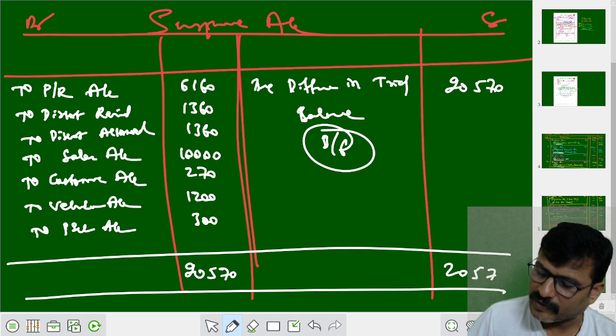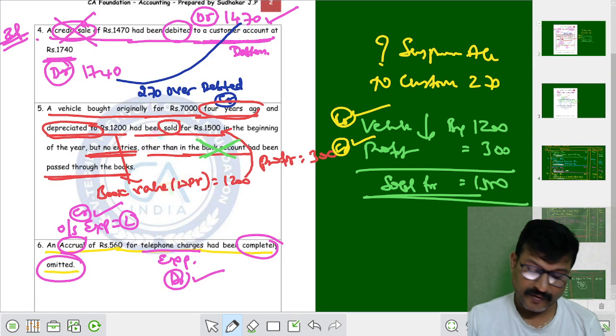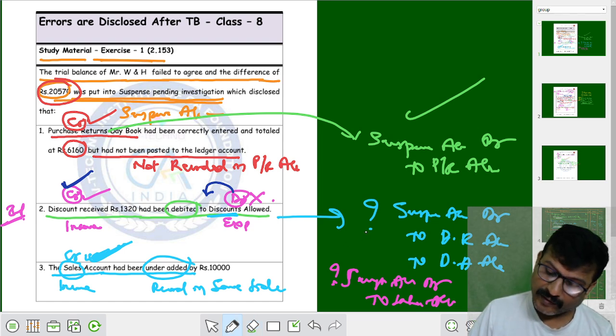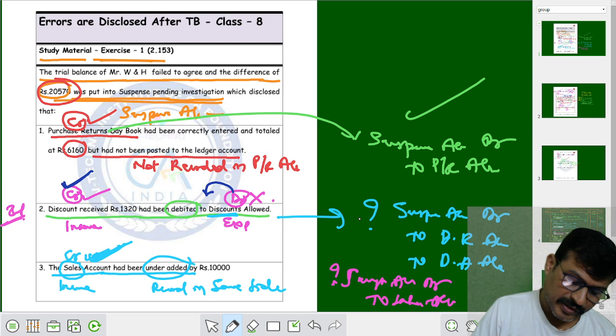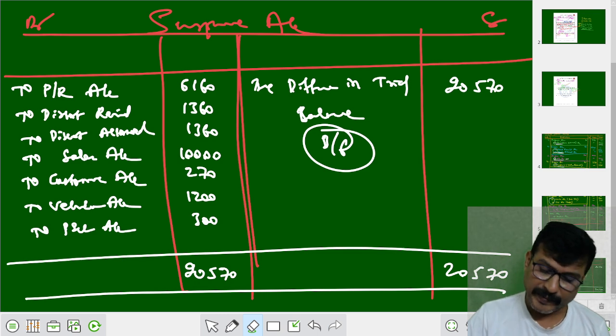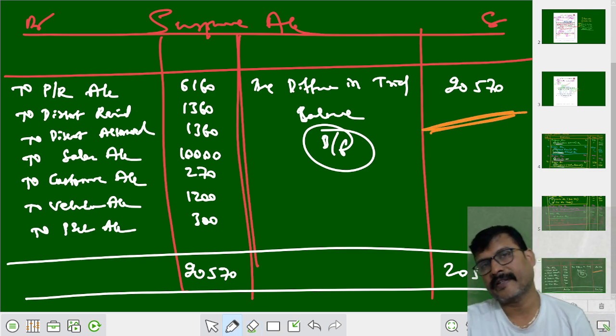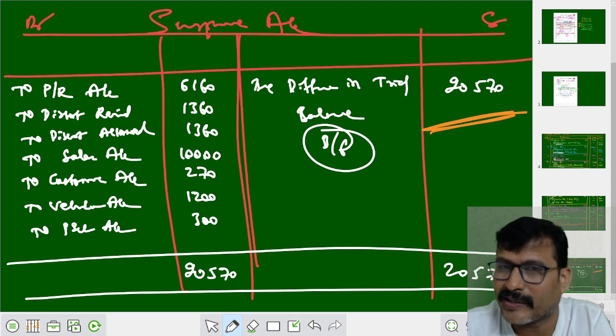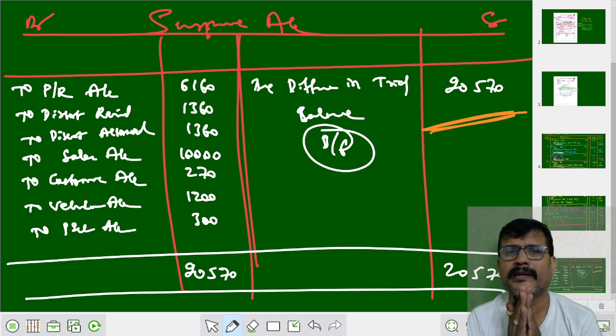20,570, 20,570. See your first date. How much do we have here? An amount of rupees 20,570, right? Same answer we got in our suspense account as 20,570. This is how we have to solve the problem, my dear students. Please try to understand. Take care. Bye bye. Good night.